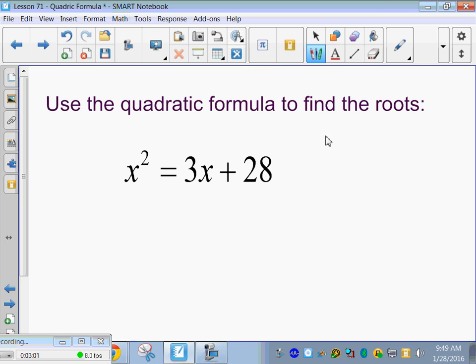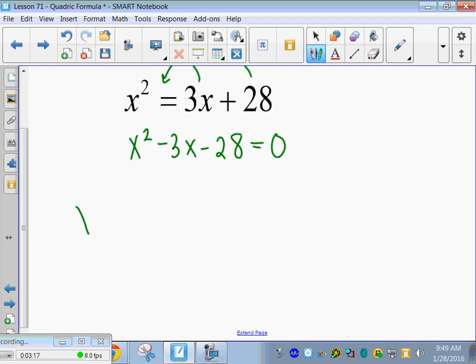All right, let's try another one. This time we got to get it in order. So we need to move this to the other side and this to the other side so that we have it equal to 0. And now we do our formula. x equals negative b. So if I have a negative in the equation and this is negative, let's just make it positive. Plus or minus the square root.